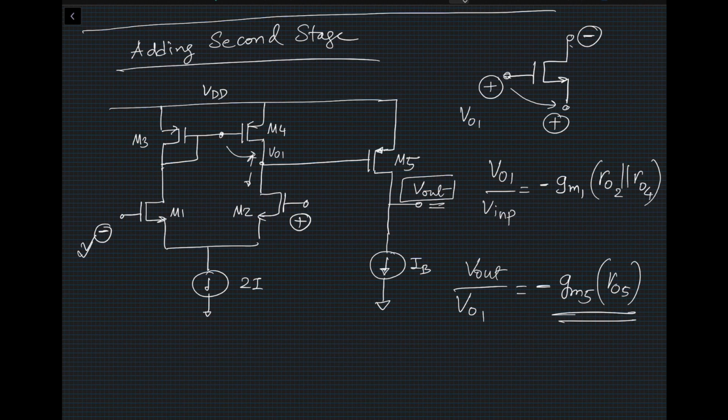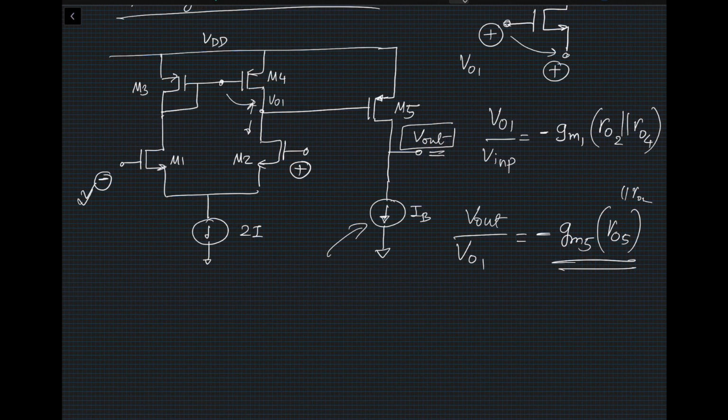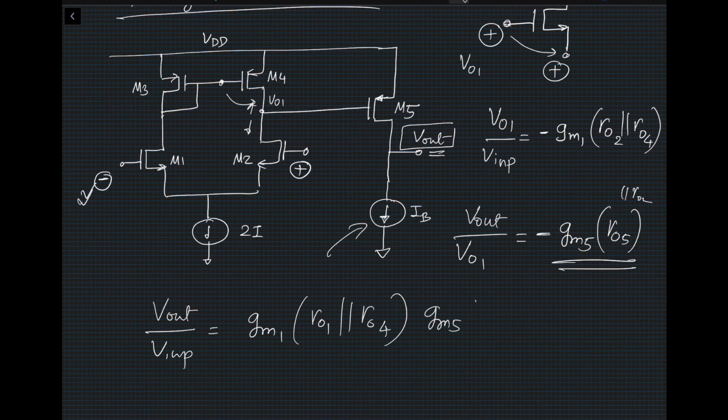If the current source also has an R out, then it will again show up here as R out of the current source. What is our overall gain? V out divided by V input is GM1 times RO1 parallel RO4 times GM5 times RO5. So you can see I'm going to get a GM square type of effect over here, just like the cascade case. This is called a two-stage amplifier.